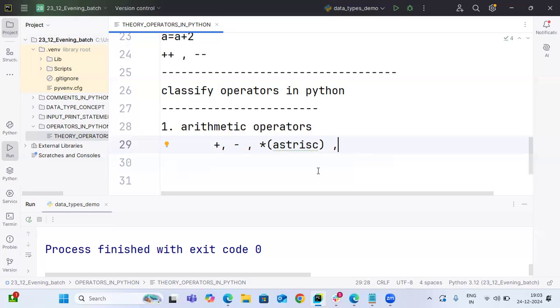Now there is an operator called the division operator. Tell me, what does a division operator return? If you perform 50 divided by 2, what output are you going to get?